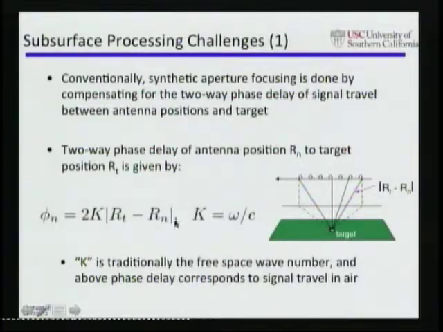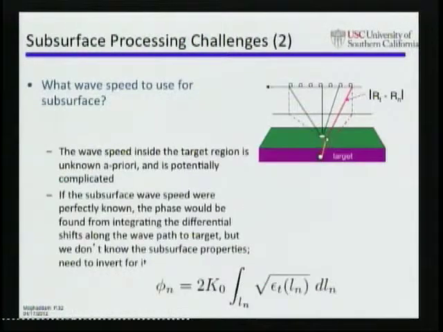Now, if everything traveled in free space to your target and back, that's a relatively easy thing to do, because you know the distance to your target, you know it traveled in free space, so you know exactly how much phase shift it went through. And that's what standard SAR does. That's what I've shown here. So the phase difference at every point, n being the nth point, compared to r sub t being the location of the target, that's a known thing. So you can easily compensate for this phase.